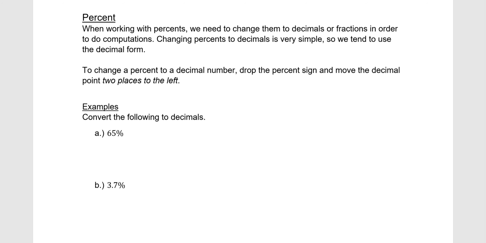And the next thing is percents. So percents, we can't actually use these in our computation. So when we're working with them, we have to change them to decimals or fractions in order to do computations. So changing percents to decimals is relatively simple. All we have to do is move the decimal point. So when we're going from a percent to a decimal, we have to drop the percent sign and move the decimal 2 places to the left.